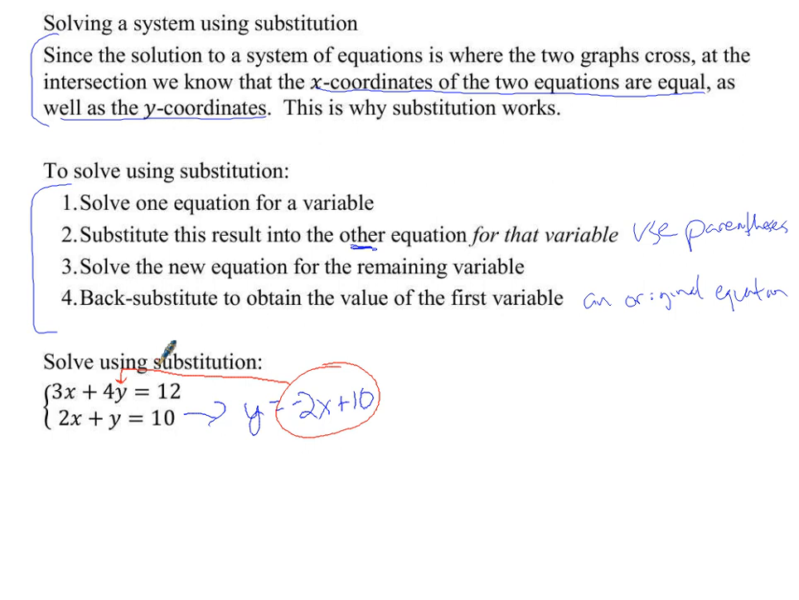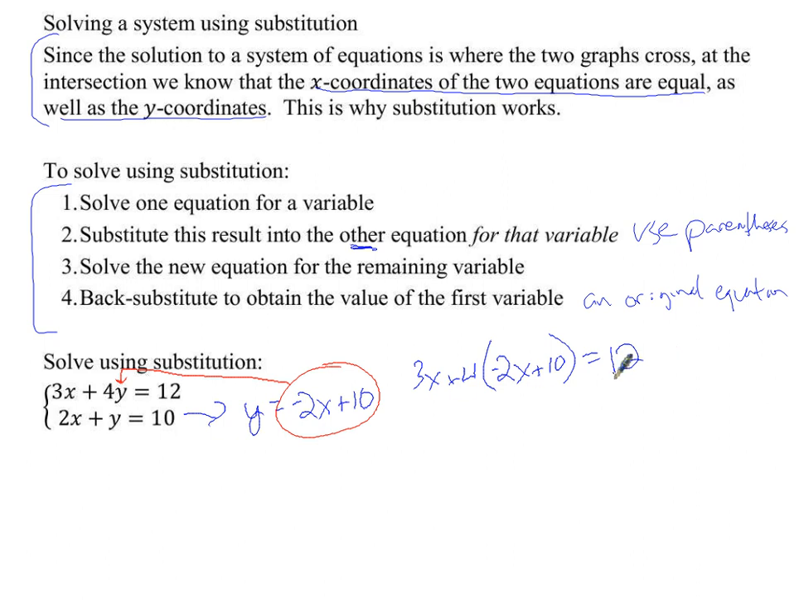And now I'll rewrite the first equation using my substitution. So I just start writing that first equation over again: 3x plus 4. And now I'm substituting in that equation that I have. So parentheses, y is negative 2x plus 10. Finish off the equation, equals 12.